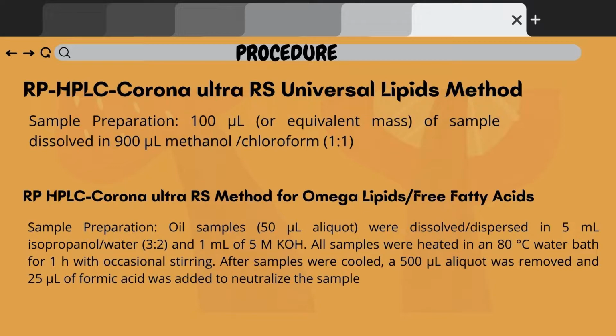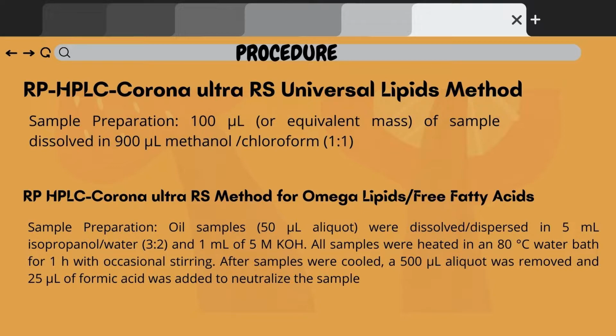Procedure: RP-HPLC Corona Ultra RS Universal Lipid Method. Sample preparation: 100 microliter or equivalent mass of sample dissolved in 900 microliter methanol or chloroform, ratio 1:1.